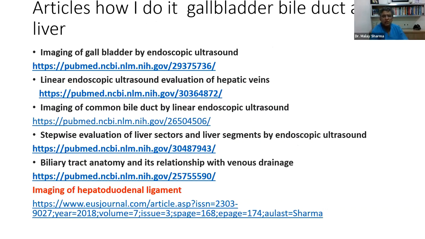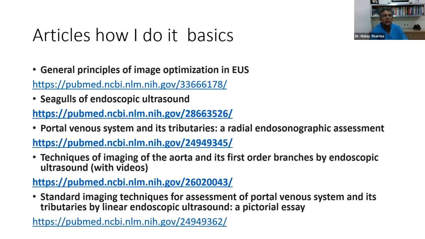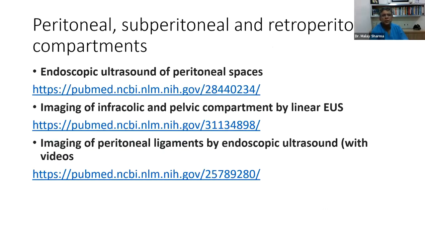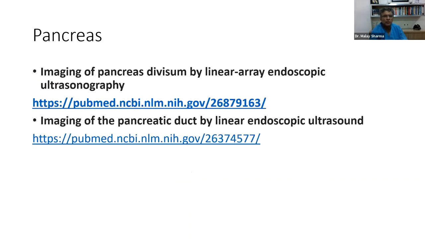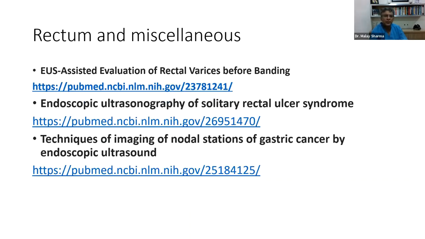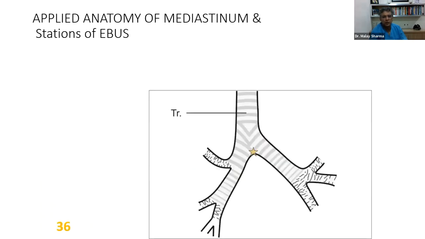I published several articles. I was obsessed with the techniques of imaging, and I published on bile duct and liver. These are some basic articles on image optimization, endoscopic ultrasound, portal vein, aorta, portal venous system. Then an important thing was our assessment of peritoneal spaces, subperitoneal spaces, which are the ligaments, and retroperitoneal spaces, I'm yet to write about it. On the chest and mediastinum, we had a lot of articles on the neck, pleura, pleural effusion, endobronchial and endoscopic ultrasound, and of course on the pancreas. Several articles on how to do it, and miscellany.